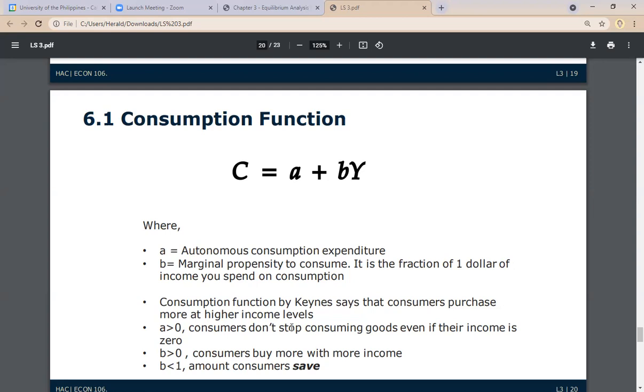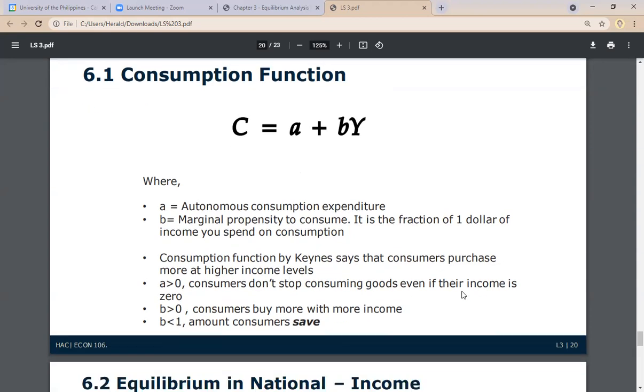If B is greater than 0, the consumers would buy more with more income. If B is less than 0, then that would be the amount that consumers would save. So let's tackle the analysis in a short while. Let's first discuss how we determine national income using again the same process as discussed earlier.